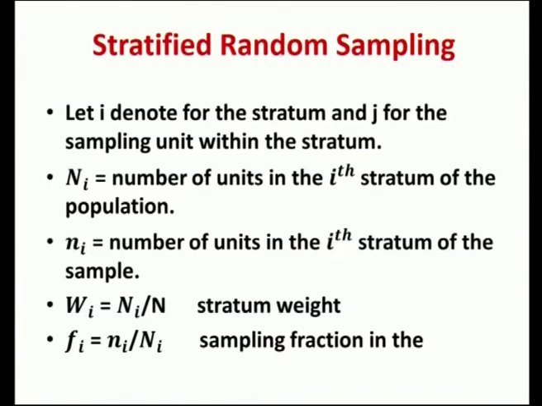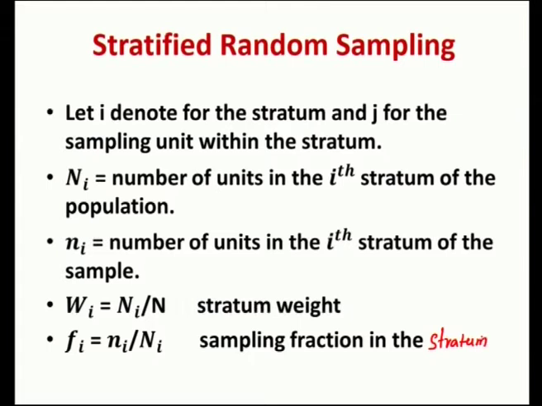Let i denote the stratum and j the sampling unit within the stratum. Capital Ni denotes the number of units in the ith stratum of the population. Small ni is equal to the number of units in the ith stratum of the sample. Wi is defined as stratum weight and it is expressed as capital Ni by capital N. Small fi is called the sampling fraction in the stratum, which is given as small ni by capital Ni. So, fi is the sampling fraction in the stratum.